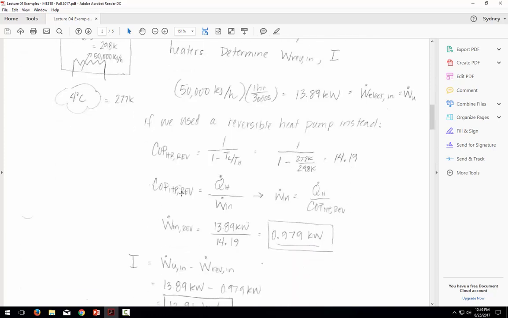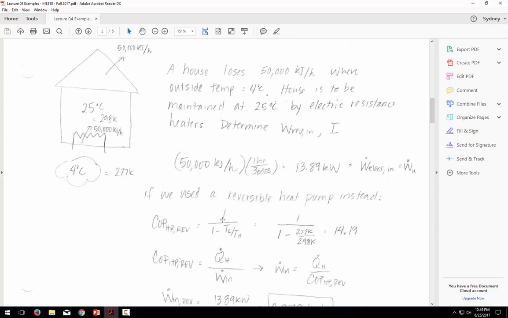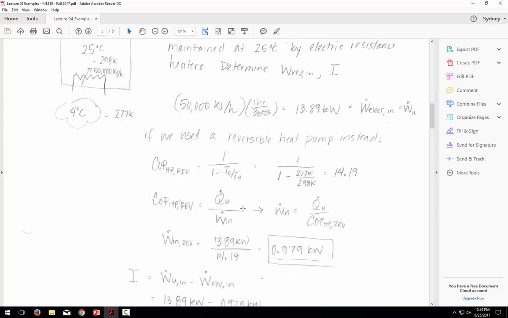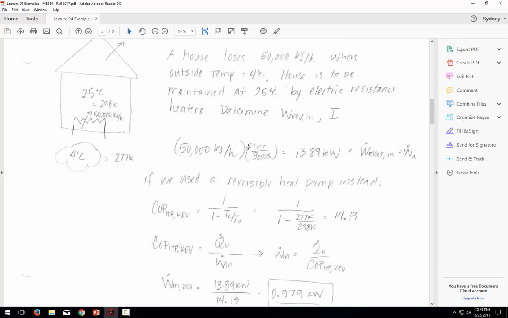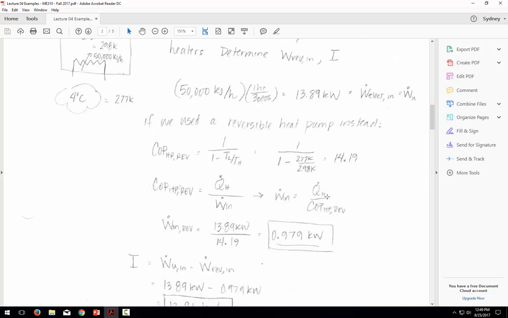Now we know that the coefficient of performance for a heat pump is also equal to Q dot H over work dot in. Q dot H is the amount of heat that we need to supply to our home in order to make up for the losses outside. So Q dot H is equal to this 50,000 kilojoules per hour, which if we convert it to kilowatts is 13.89. So we just divide through by 3,600 seconds to convert it to kilowatts.